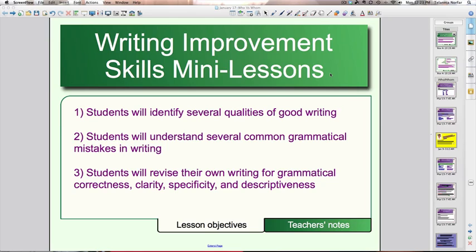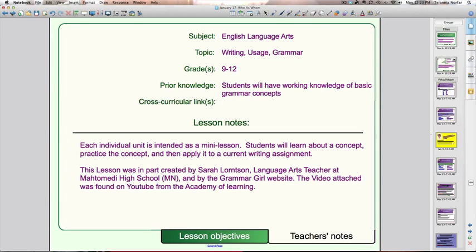You're going to be looking at identifying several qualities of good writing, understanding several common grammatical mistakes in writing, as well as revising your own writing. This week's lesson comes to us from Sarah Lonstern, a language arts teacher at Manapaba High School in Minnesota, and by the Grammar Girl website.